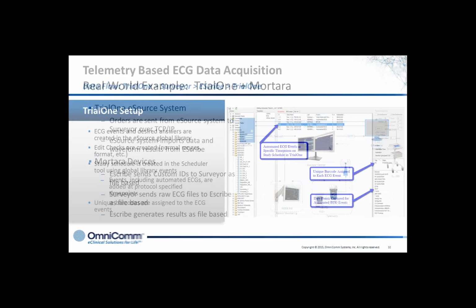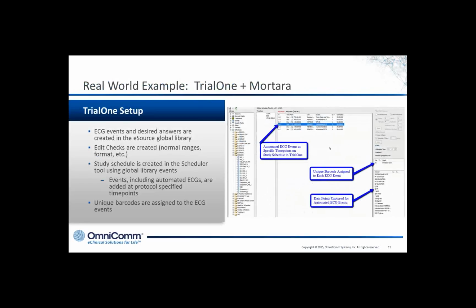So if we look at it in a little bit more detail here, sort of a real-world flow of this integration, we can start with the trial 1 setup. This is a screenshot here of our trial 1 scheduler tool where the subject's time and event schedule is built. It's built using global libraries, so reusable elements. You're going to build your automated ECG events. You're going to build the answers that you expect for your ECGs, including things like the QTCB, QTCF that can be automatically calculated within the system, your interpretations, your significance as well.